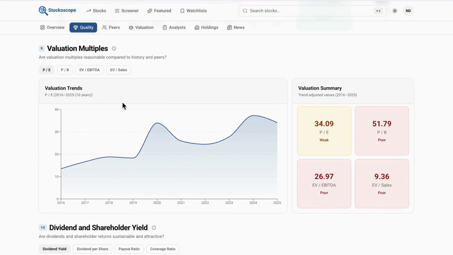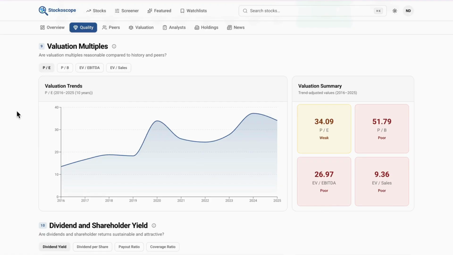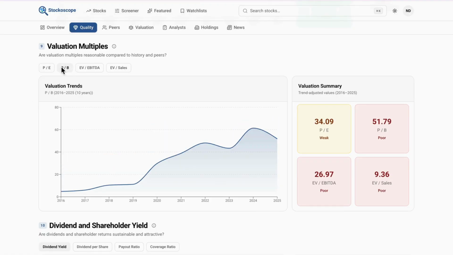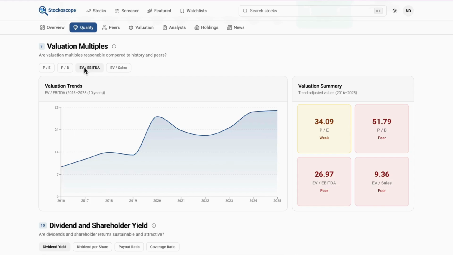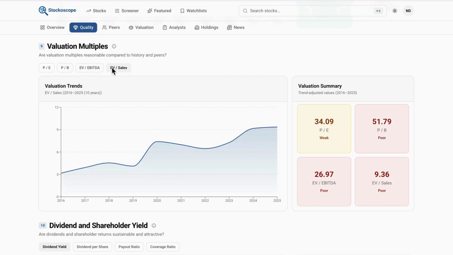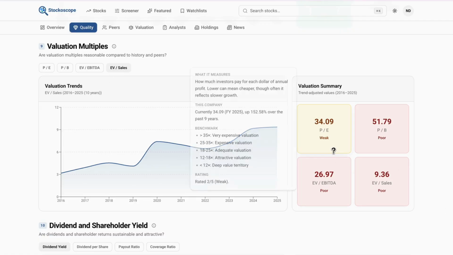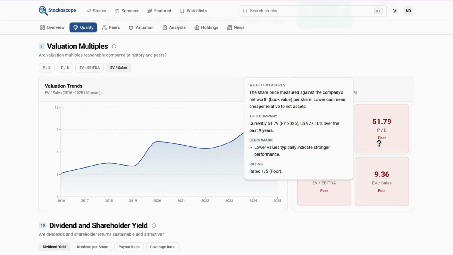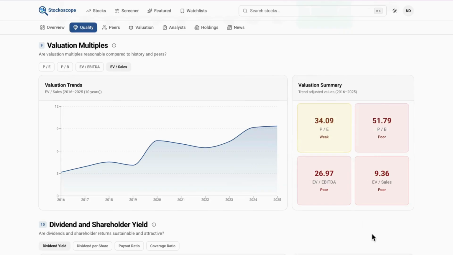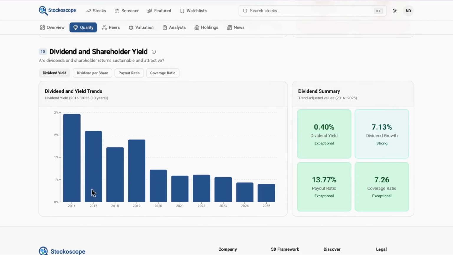Pillar 9 looks at valuation multiples. Here we show the price-to-earnings ratio, price-to-book ratio, enterprise value to EBITDA, and enterprise value to sales. These multiples are compared against historical trends to understand how the market is currently pricing the stock relative to its own history. The final pillar is dividend and shareholder yield.